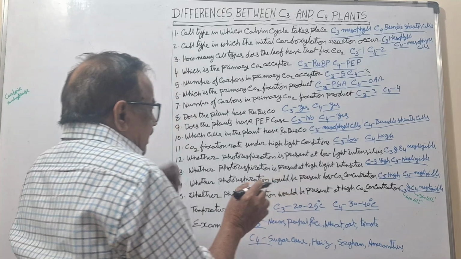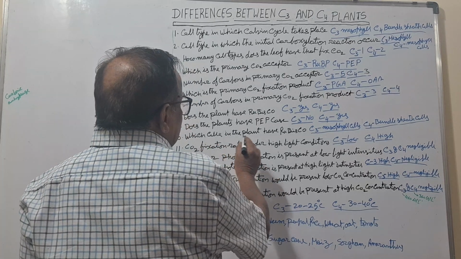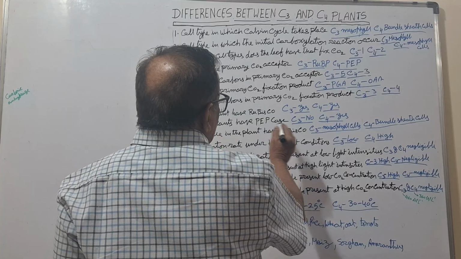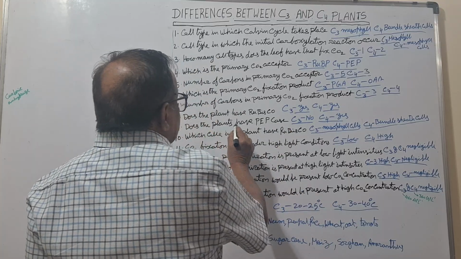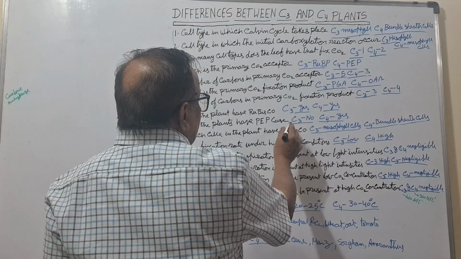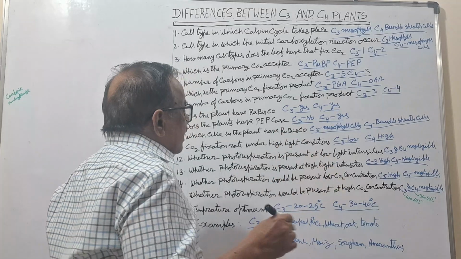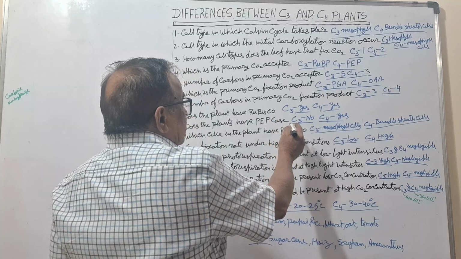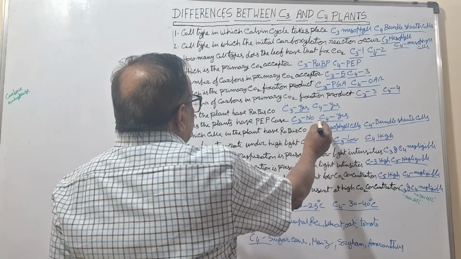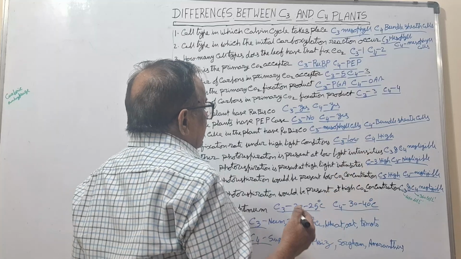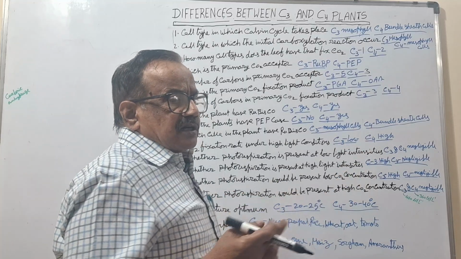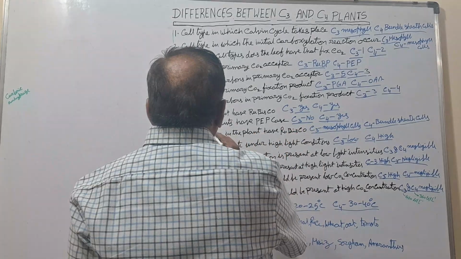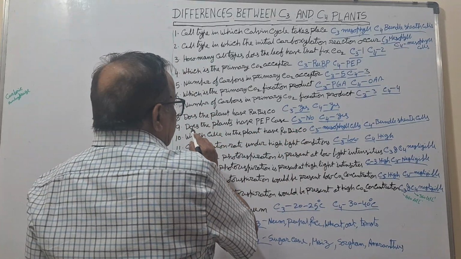Which plant cells have PEP case? Now if you see, does the C3 plant have PEP case? No, C3 plants do not have it. PEP case means phosphoenolpyruvate carboxylase. C3 plants won't have it, and C4 plants will have it, because the first carboxylation takes place in the mesophyll cells with the help of phosphoenolpyruvate.